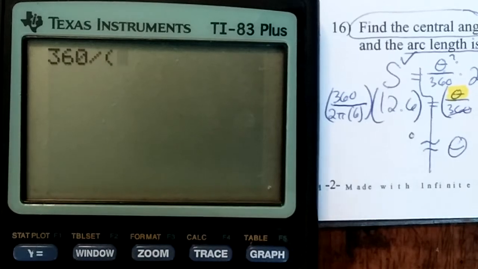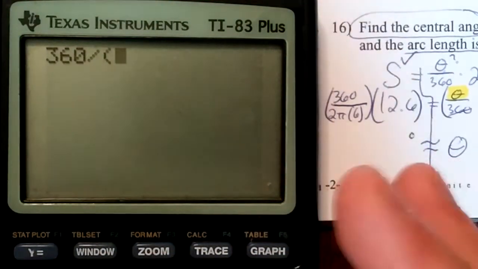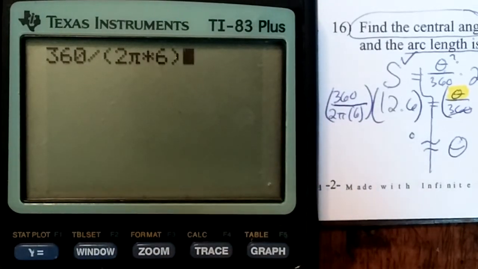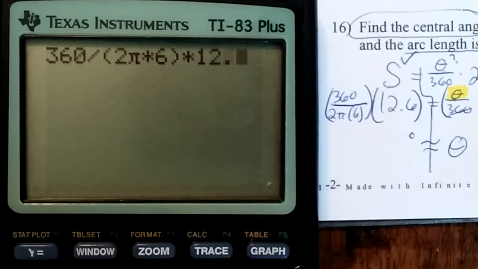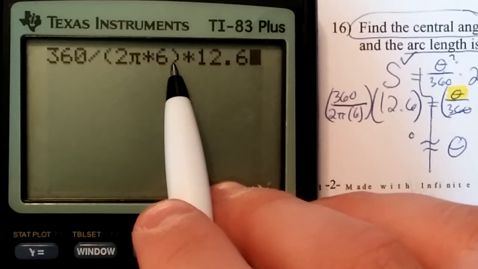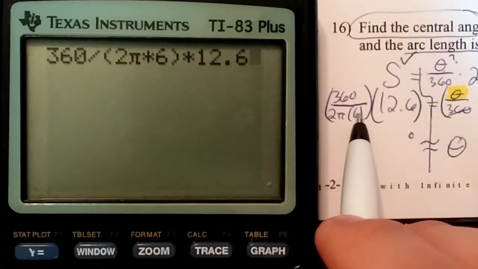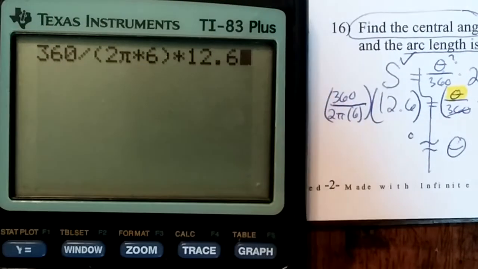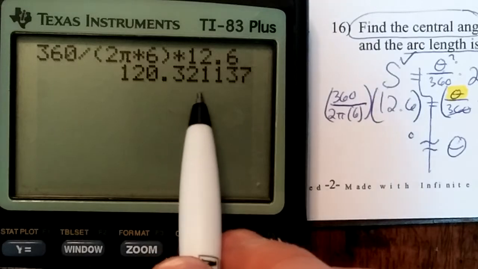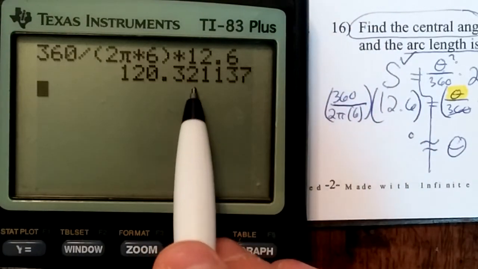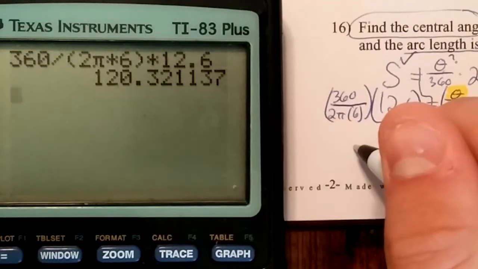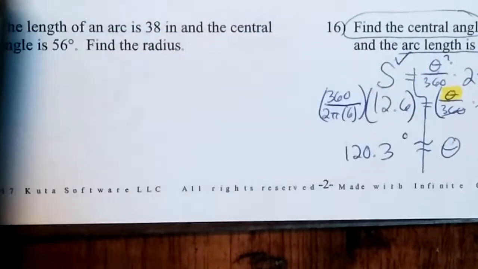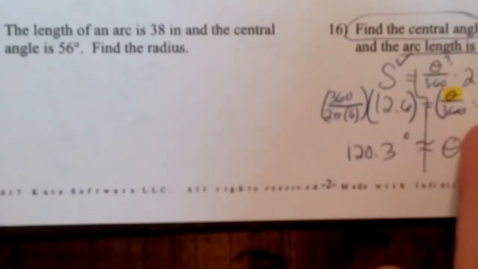divided by, I'm going to use a set of parentheses to help make sure that the calculator knows that all this stuff's in the denominator, 2 pi times 6. And then times that by 12.6. Notice how I closed the set of parentheses because this 6 is the last number in the denominator. 12.6 is not in the denominator. So if you put it in the parentheses, you're telling the calculator the wrong thing. Press enter. 120.32. Let's round to the nearest tenth. 0.32. It's going to stay the same. We're going to truncate it down. So 120.3 degrees. So theta is approximately 120.3 degrees.